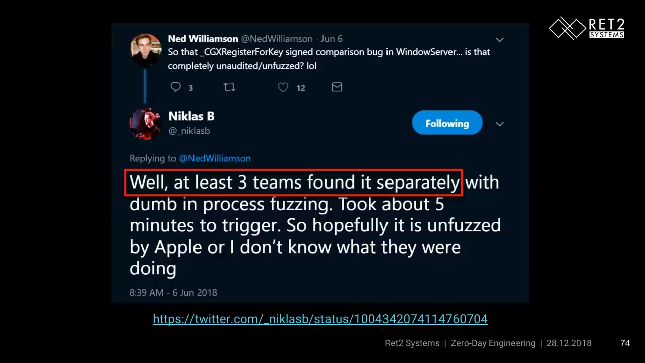But there was some discussion on Twitter that Ned had started, and Nicholas, who's also here, said that at least three teams found it separately. So at least us, Fluorescence and Nicholas had found this bug, and we were all at Pwn2Own. So you can think how many people out there might have also found this. There's probably at least a few.